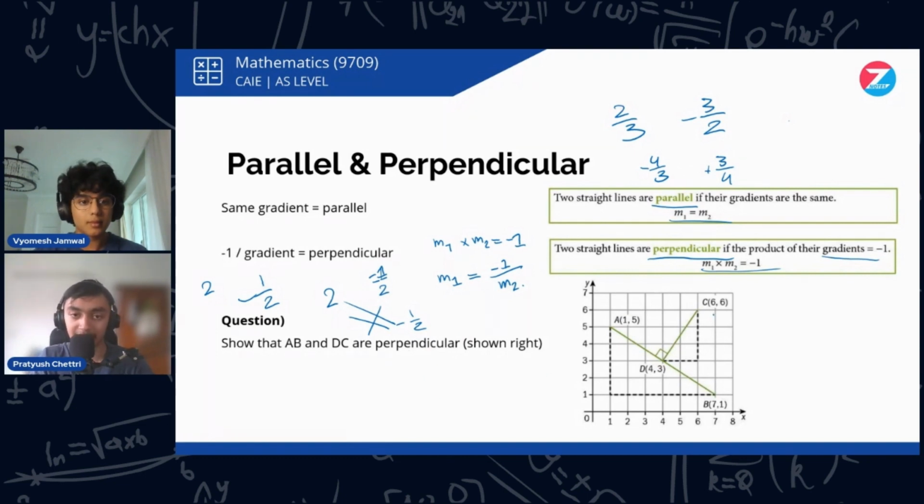Okay, here it says show that the two lines are perpendicular. How are you going to do that? Find the gradient of line AB and find DC and show that they multiply to minus 1. Another way you can do this is just count: it goes up by 1, 2, 3, 4, and across by 7. Let's just use the formula.